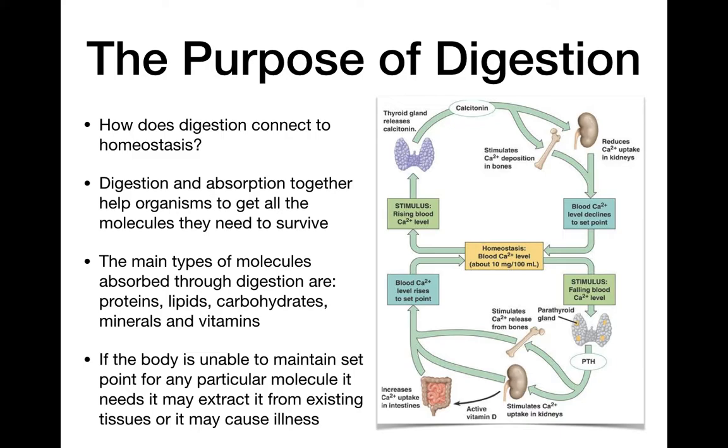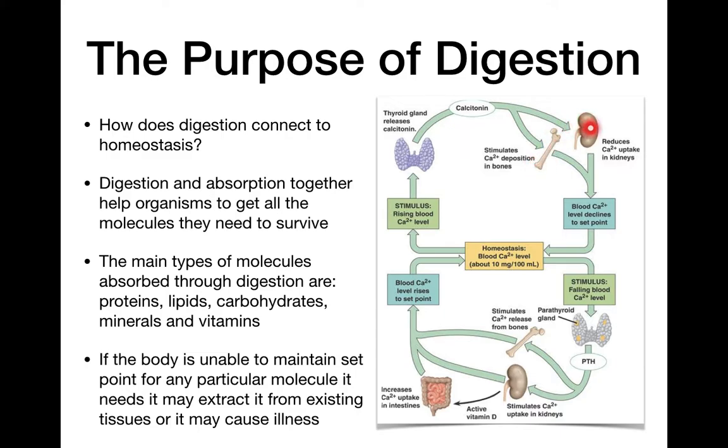So if you look at this diagram here, here's a nice negative feedback loop. This is for calcium. So in the human body, we have our set point about 10 milligrams per 100 mils of calcium that we need to have. If it gets too high, then the thyroid gland, connecting to our hormone lesson from earlier, releases a hormone called calcitonin, and that calcitonin will then cause calcium to be deposited into your bones. So it's adding calcium to the bones.